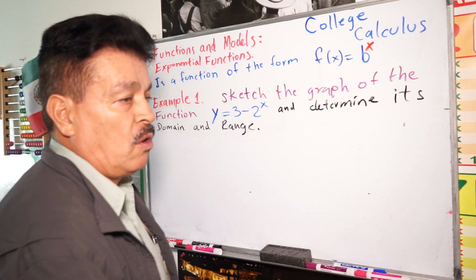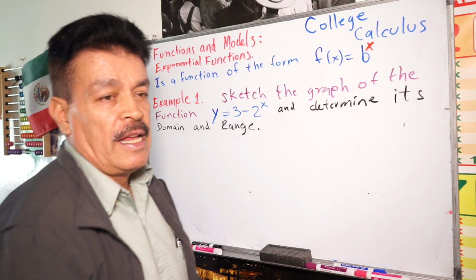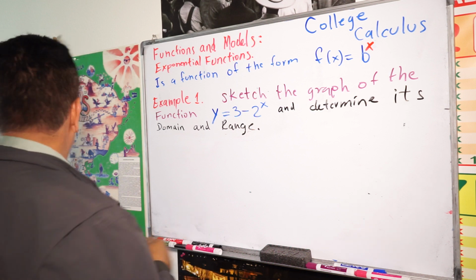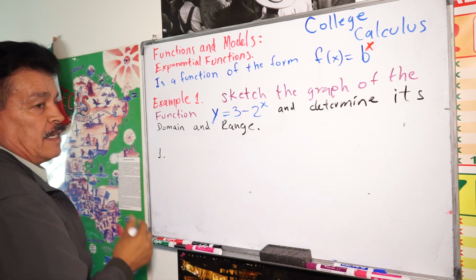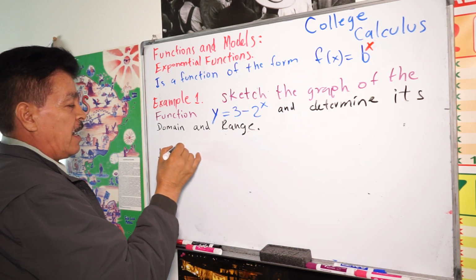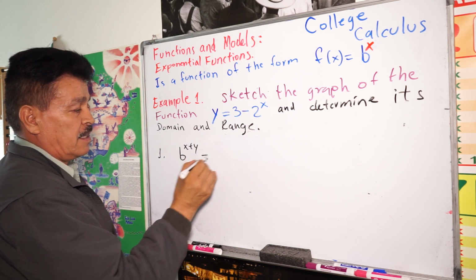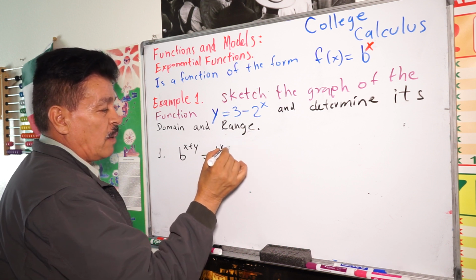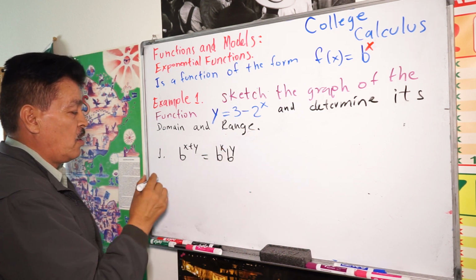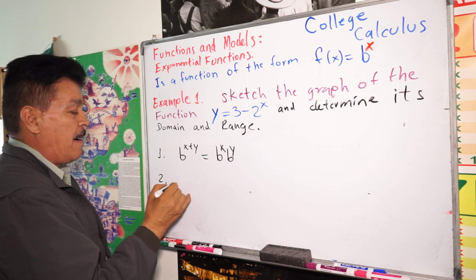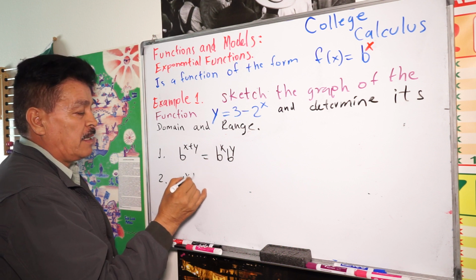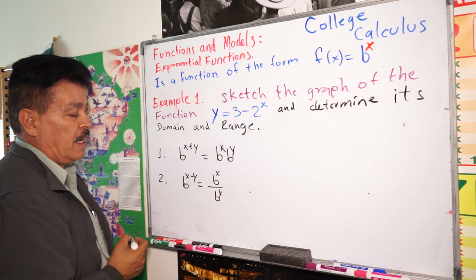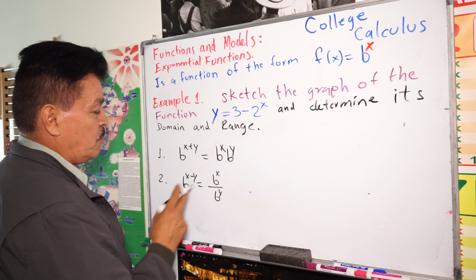I'm going to remind you of some laws of exponents. This is very, very important. Remember some rules of exponents. For example, when you have b to the x plus y, this equals b to the x times b to the y. These are times, multiplication. When you see b to the x minus y, this equals b to the x divided by b to the y, okay?